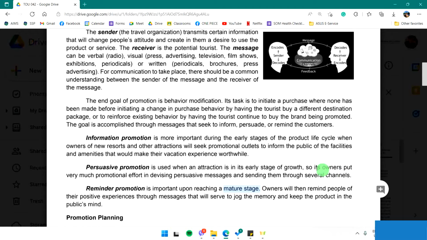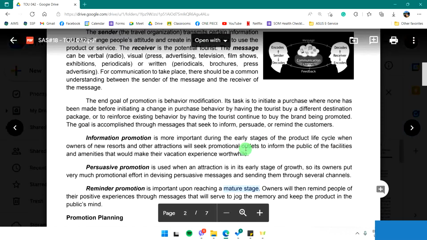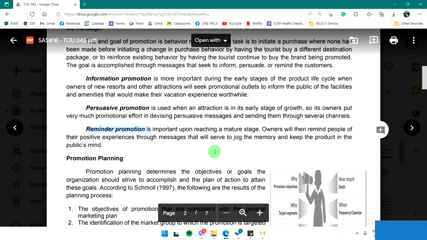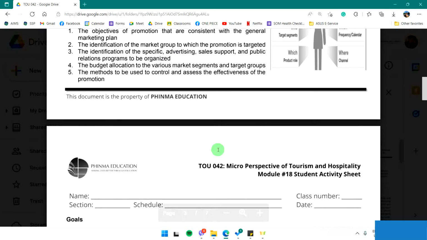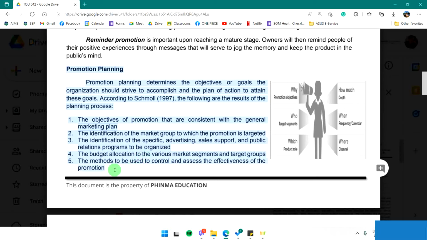'Di ba? Ang maturity stage natin, tulad ng sabi natin, ito yung peak performance, maganda na siya yan. Well established in the marketplace. Many outlets are selling the products or service and they are very competitive, especially with regards to price. Yun po yung maturity stage natin. And usually, we are doing reminder promotion in that specific stage. So, let's skip this part, promotion planning. Well, sige, let's tackle this.